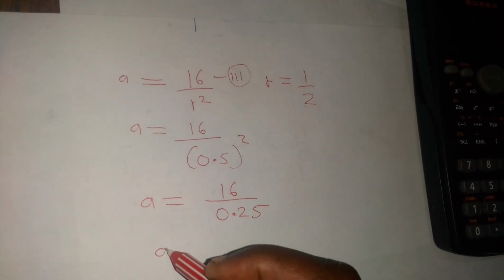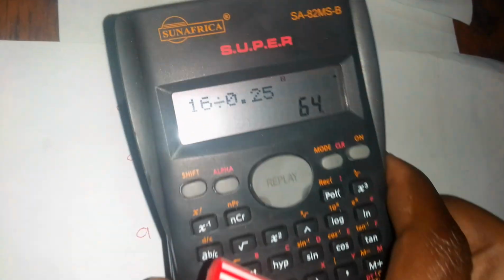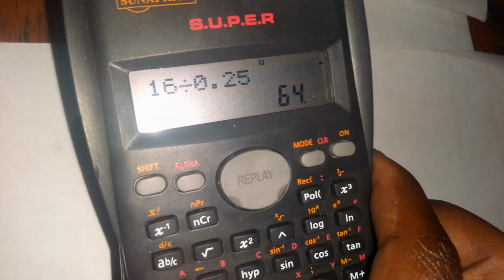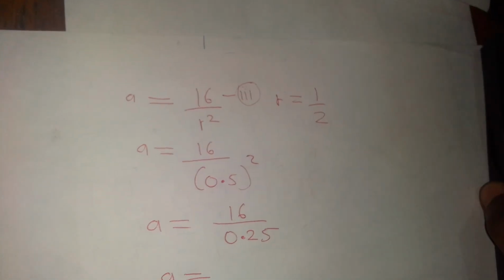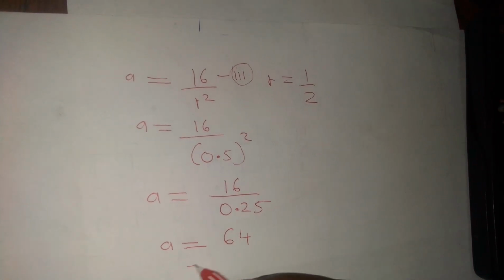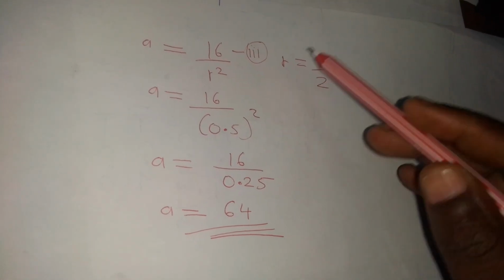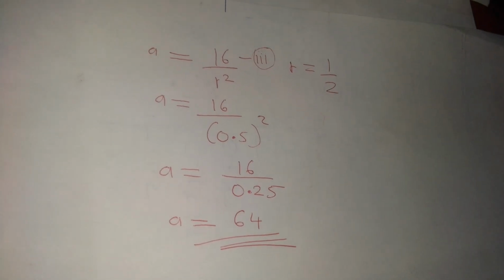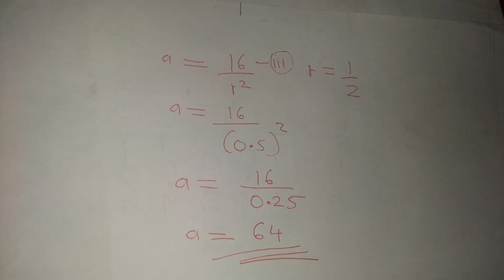Then my a equals 16 divided by 0.25. 16 divided by 0.25, I get 64. So a is 64. And my r is 1 over 2, which is the same as 0.5. So now we have fully solved question 1.